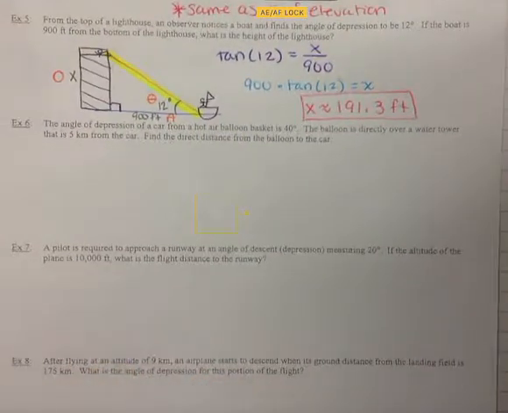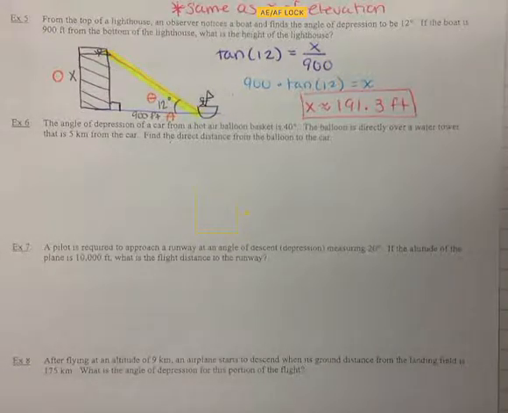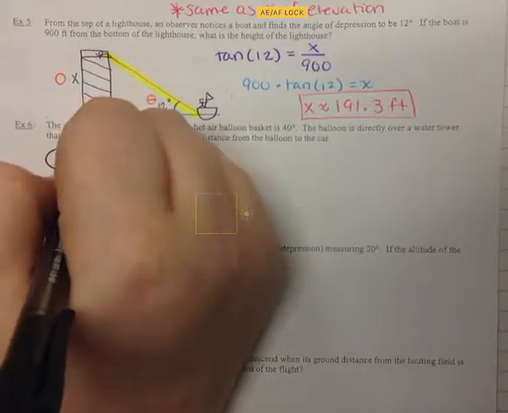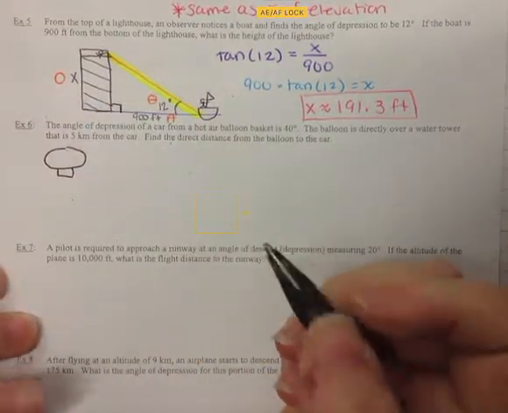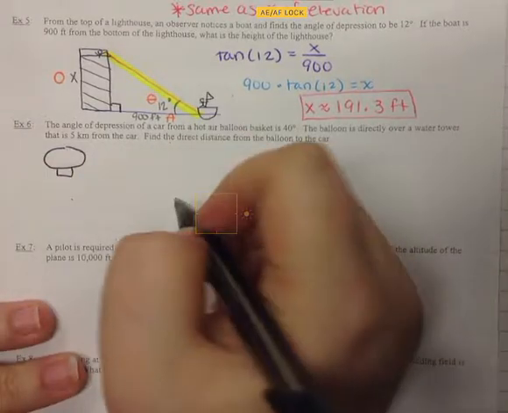Next example says the angle of depression of a car from a hot air balloon basket is 40 degrees. The balloon is directly over a water tower that is 5 kilometers from the car. Find the direct distance from the balloon to the car. So again, we're going to draw a picture. So we have a hot air balloon up in the air, some type of balloon. We have a car, which is going to be on the ground.